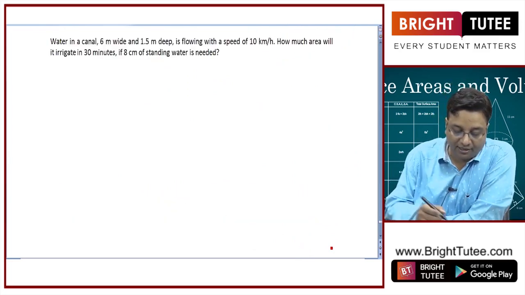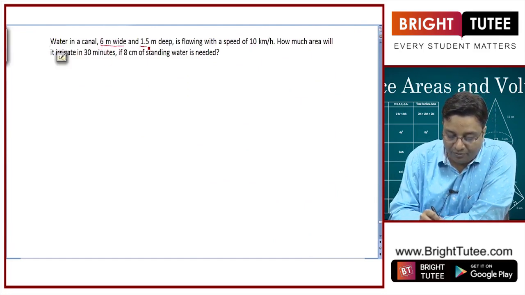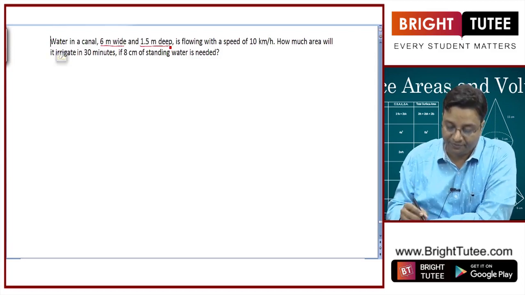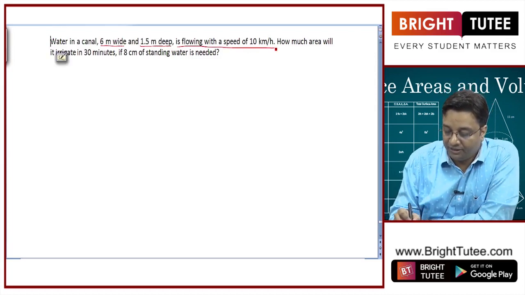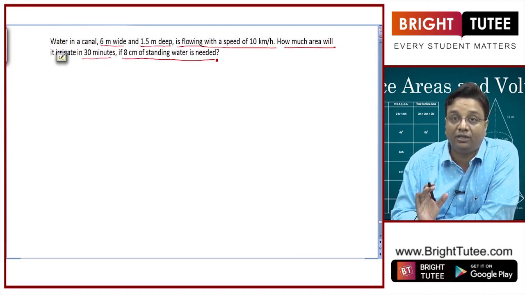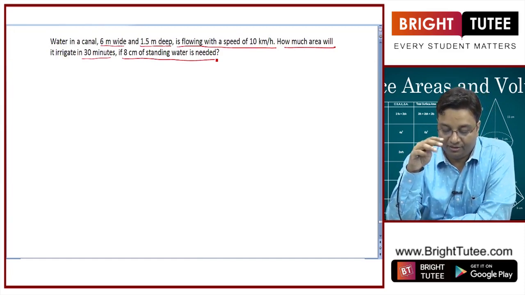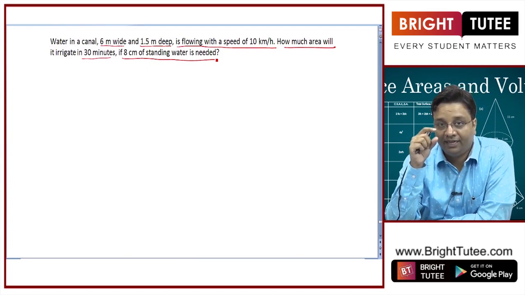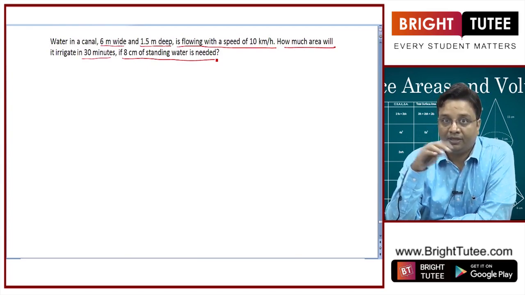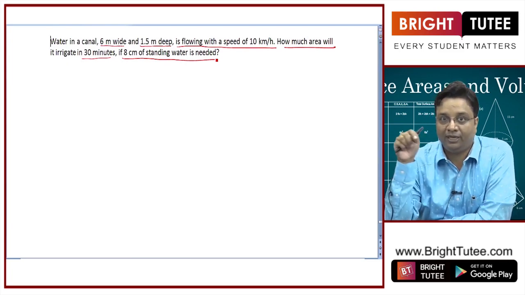Okay, there is a canal and there is water, 6 meter wide and 1.5 meter deep is the canal. This water is flowing with the speed 10 km per hour. How much area will be irrigated in 30 minutes if 8 centimeter of standing water is needed? So to irrigate this field or this area, we need 8 centimeter of standing water. So we need to find the area. We are already given the height of this water. We need to find length into breadth.